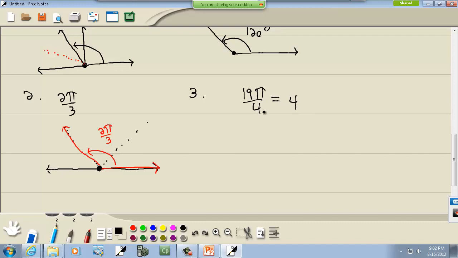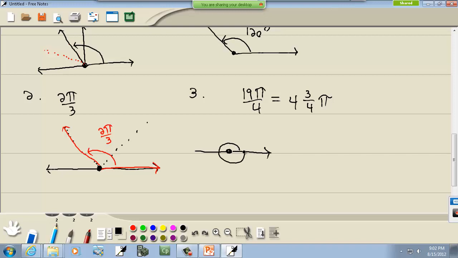19 divided by 4 is 4 with a remainder of 3. So we change it to a mixed number, and that tells us we got 4 and 3/4 pi. Well, let's first talk about this. Okay, so we got this right here. This is our initial side. Remember, we go all the way around.